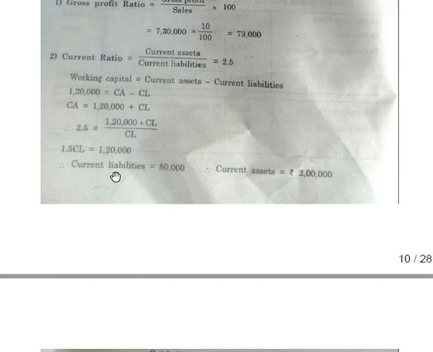Now current asset, with that we can use it as 2 lakhs. How did we get this? 1.5 current liability is 1,20,000, so current liability is 80,000. So current asset is how much? 1,20,000 plus current liabilities. So 1,20,000 plus 80,000, which is 2 lakhs.